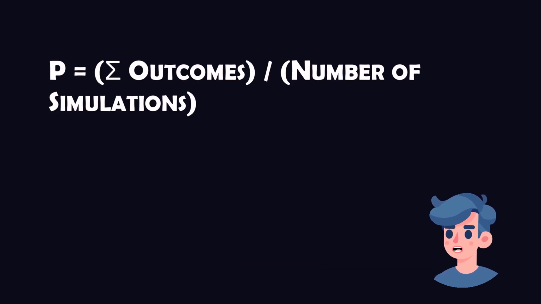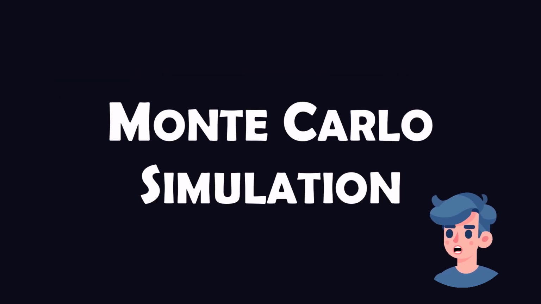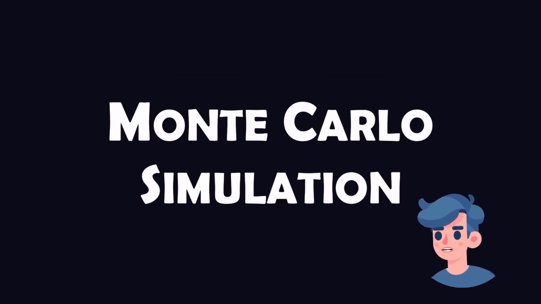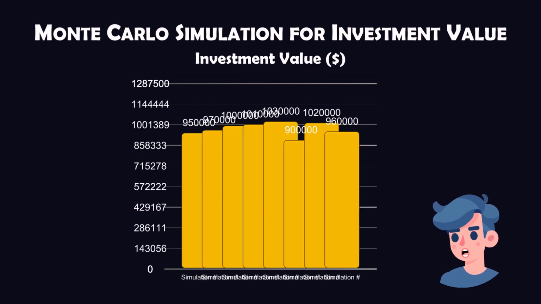Another essential technique is Monte Carlo simulation. This method uses random sampling and statistical modeling to estimate probable outcomes. Let's say we want to predict the future value of an investment. By simulating thousands of possible market scenarios, we can assess the range of potential outcomes and their probabilities.